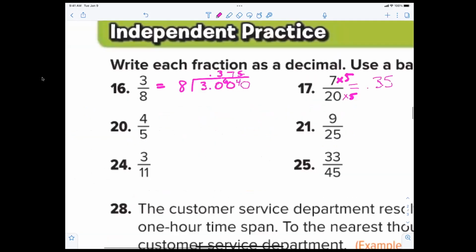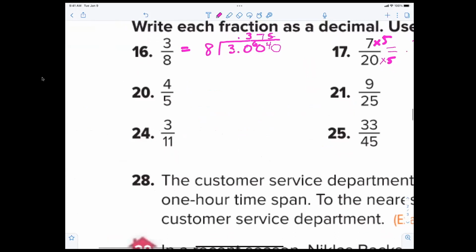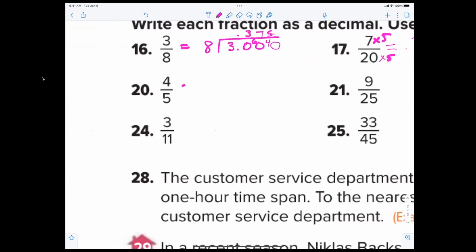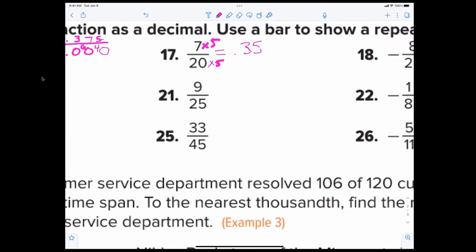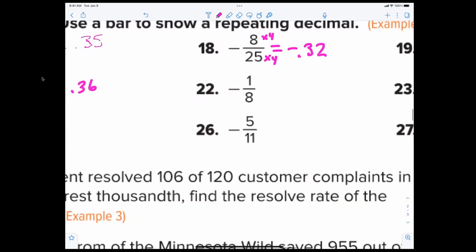All right. Let's look at 20. Go. You're awesome, buddy. Thank you. I like it. 0.8. 9 over. We are amazing. 0.36. We're doing great. Ooh, 1/8.